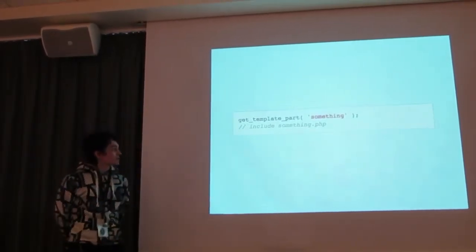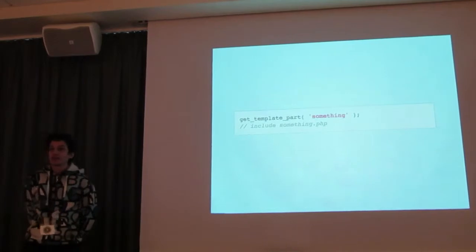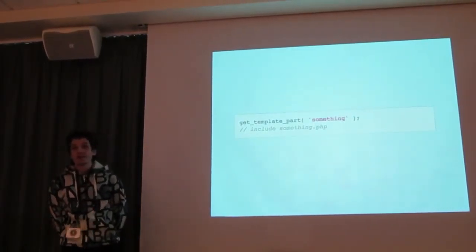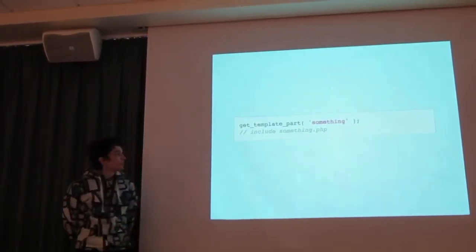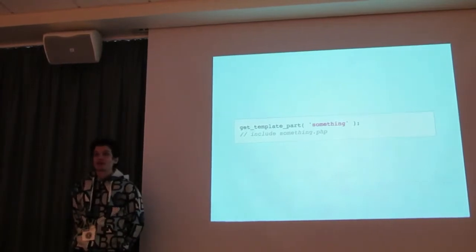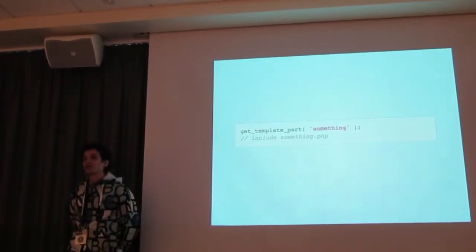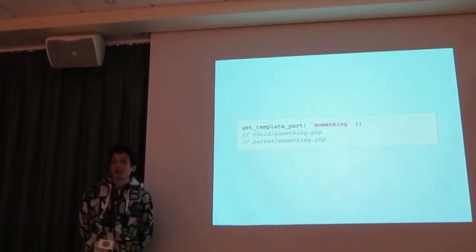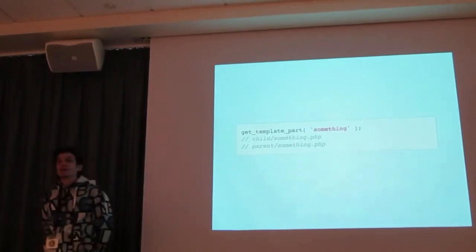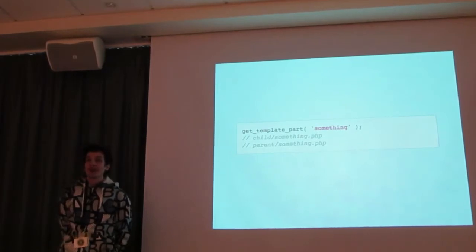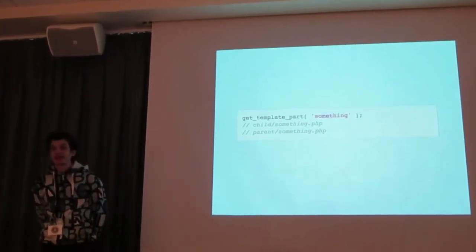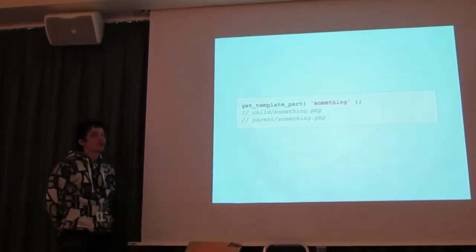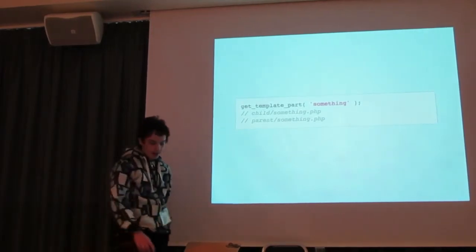So get_template_part('something') will attempt to include something.php in your theme. Notice that get_template_part already knows the directory where your theme is stored, whether it's your child theme or your parent theme. If you're running a child theme, it will attempt to include something.php from your child theme first, and if that does not exist, it will fall back to something.php in your parent theme.